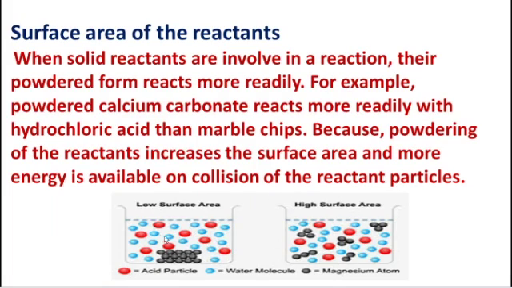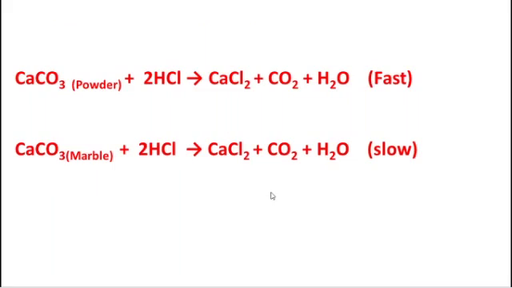So this is low surface area, high surface area. The powdering of the reactants increases the surface area and more energy is available on collision of the reactant particles. So when surface area is increased, the rate of the reaction also increases. For example, the powder form of calcium carbonate reacts with hydrochloric acid to form calcium chloride, CaCl2, carbon dioxide and water.